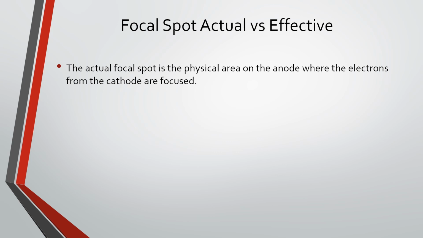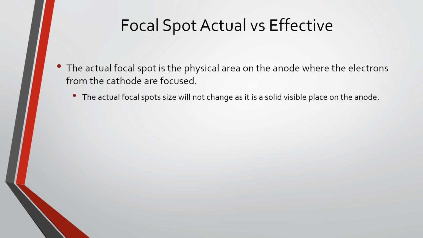So it's where the electrons are focused from the cathode, okay, by the focusing cup that we just saw on the earlier slide. The actual focal spot size will not change as it is a solid visible place on the anode. So if we were able to visualize the actual tube and we could look at the anode, you could actually see the focal spot on the anode. So the actual focal spot can be visualized. It's the physical thing on the anode.